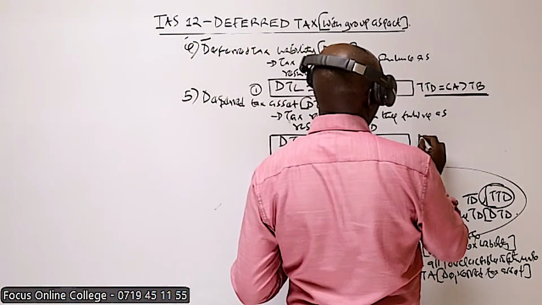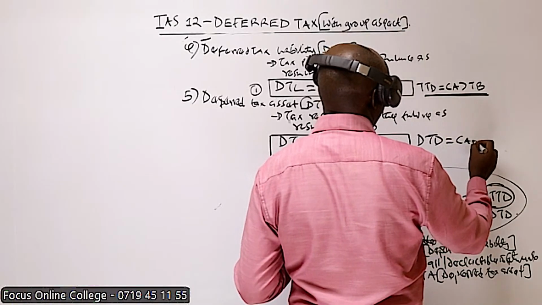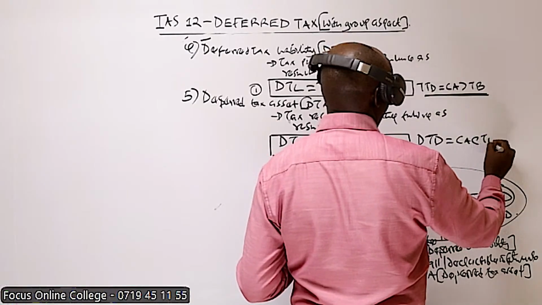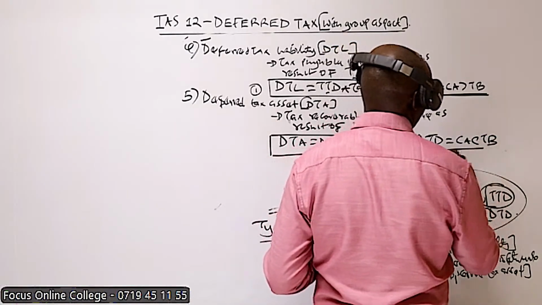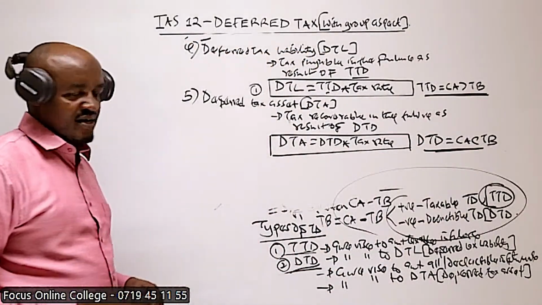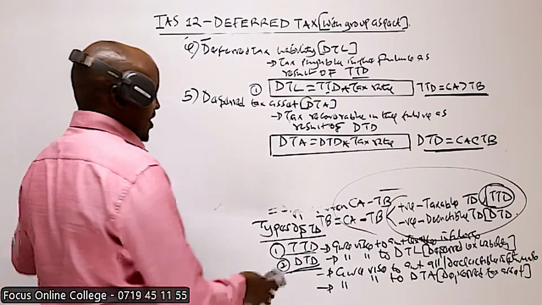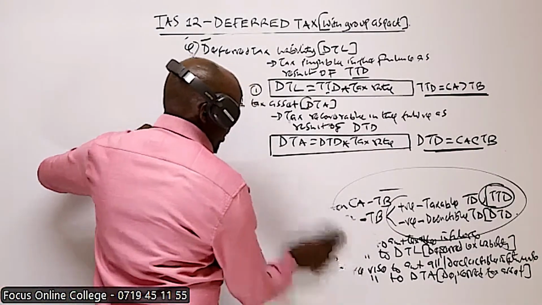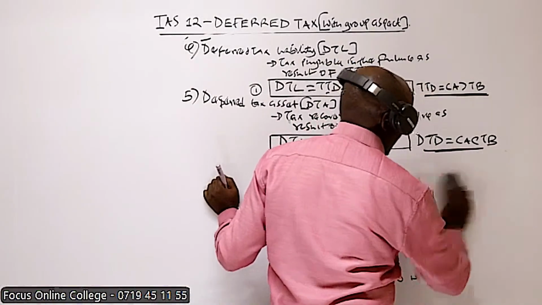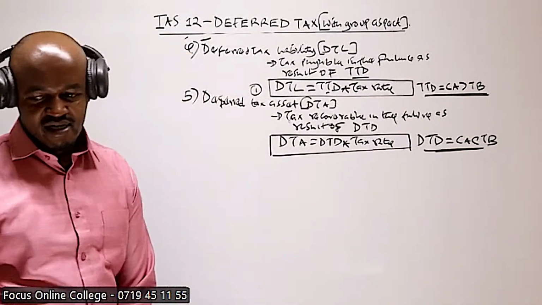But the deductible temporary difference arises whereby the carrying amount is less than the tax base. So if the carrying amount is less than the tax base, the difference between the two values is known as deductible temporary difference. And we use that deductible temporary difference to do what? To compute the deferred tax asset.